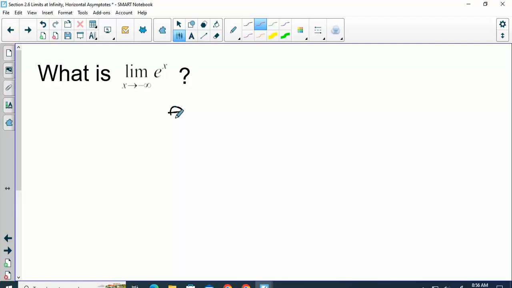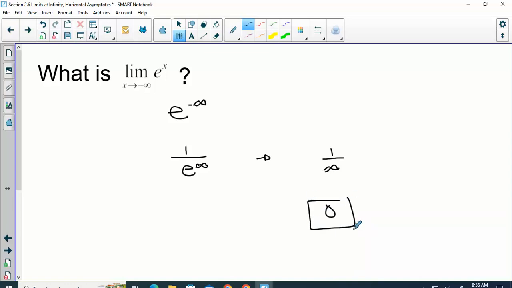If you plug that in, e to the negative infinity, what does a negative exponent do? Okay, so that would be 1 over e to the infinity. If e is a positive number, when you take it to a bigger power, what is happening to that e? It's getting bigger and bigger, right? So e to the infinity, we know this is just 1 divided by a bigger and bigger number. And anytime you have a constant over infinity, what's that go to? 0. Okay, so sometimes we just have to think our way through these. Let's try a couple more where we just have to think about them.